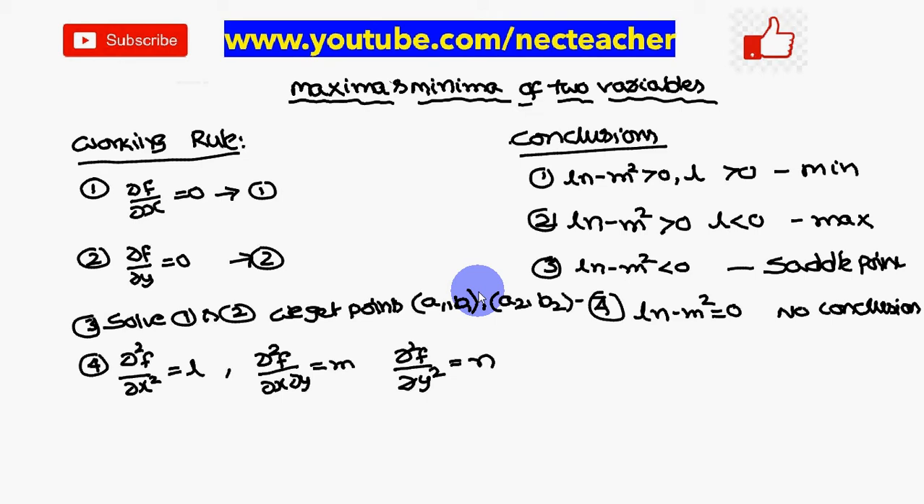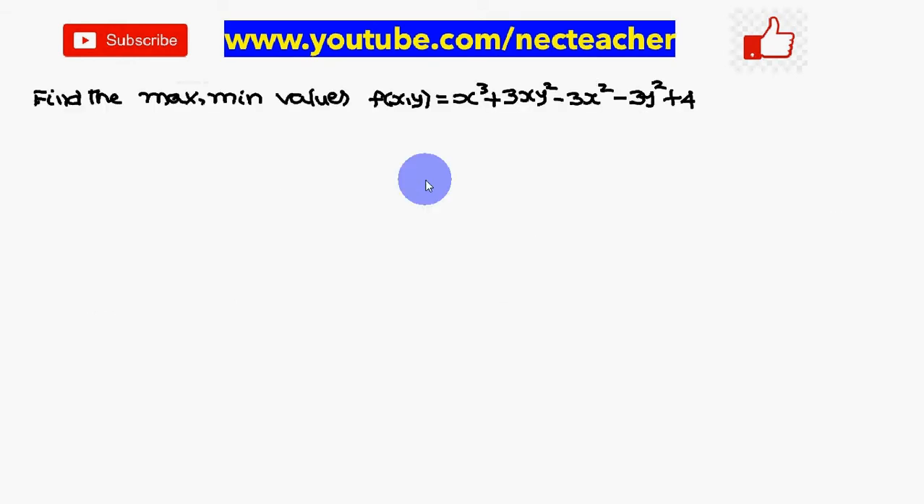So we will go through one problem so that you can understand what is meant by maxima and minima. First we will consider one example. The given function is x cube plus 3xy square minus 3x square minus 3y square plus 4.